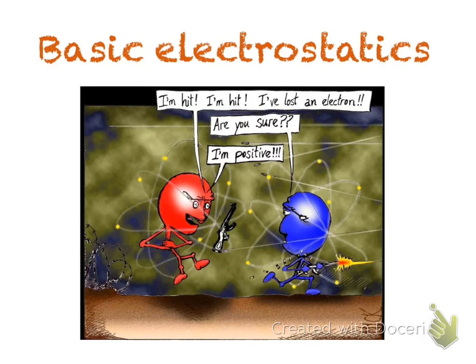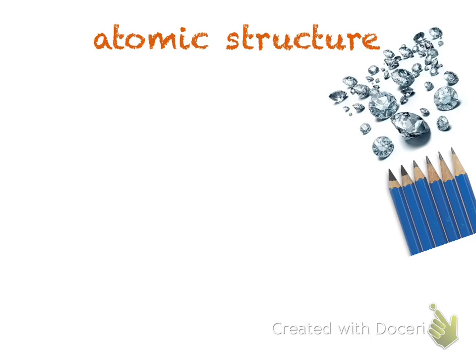This little video is going to deal with some of the very basic concepts in electrostatics. Let's start by reminding ourselves of atomic structure, and we're going to consider carbon. You'll know that diamonds and graphite pencils are both made up of different allotropes of carbon. Carbon arranged in different ways.